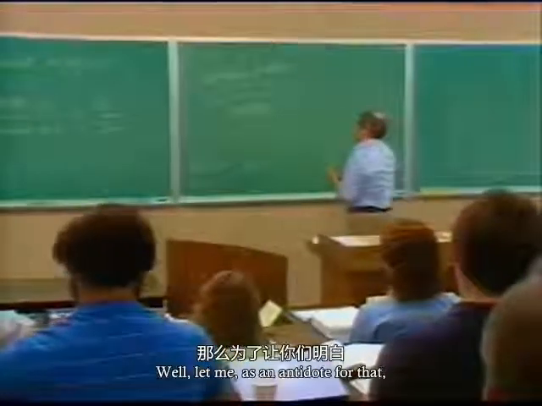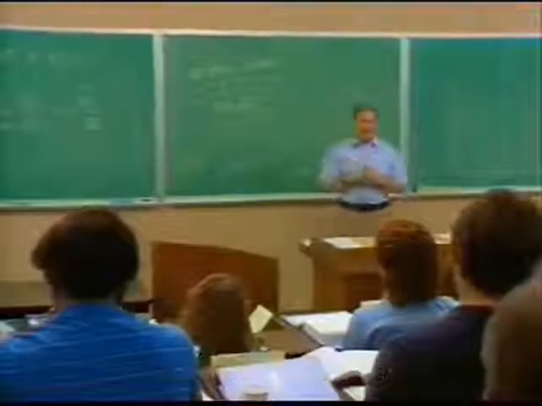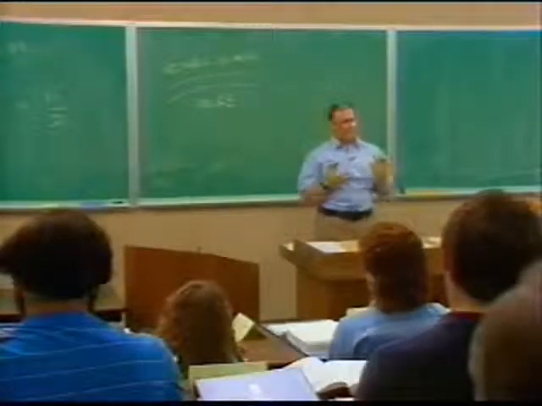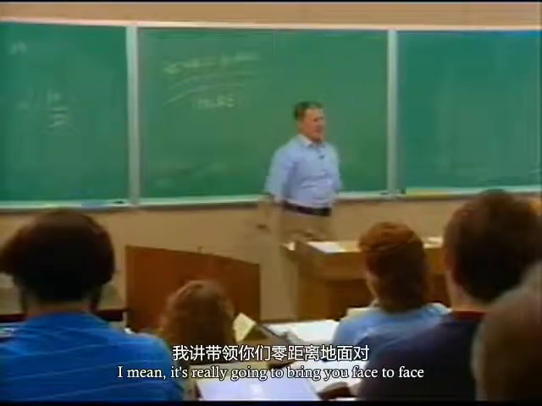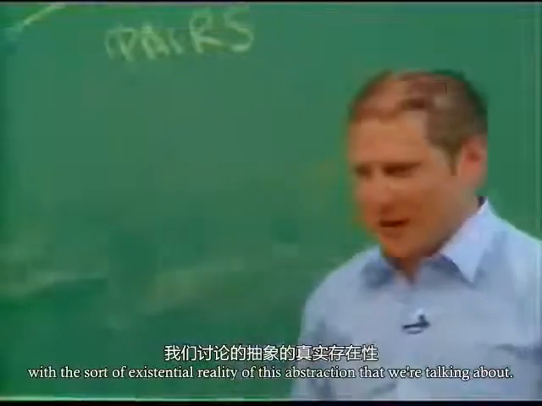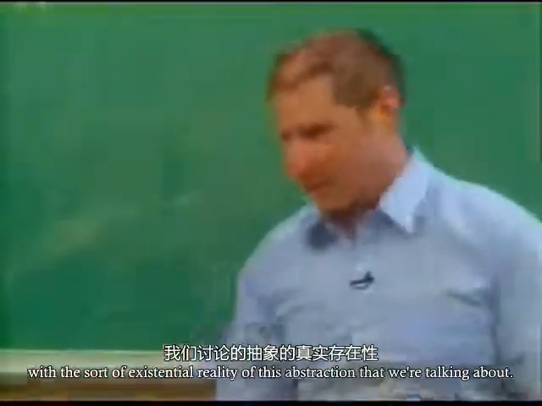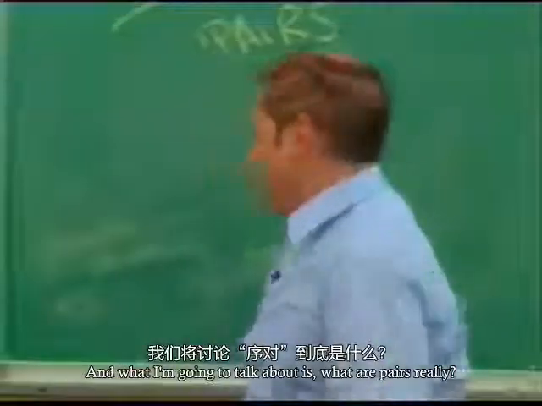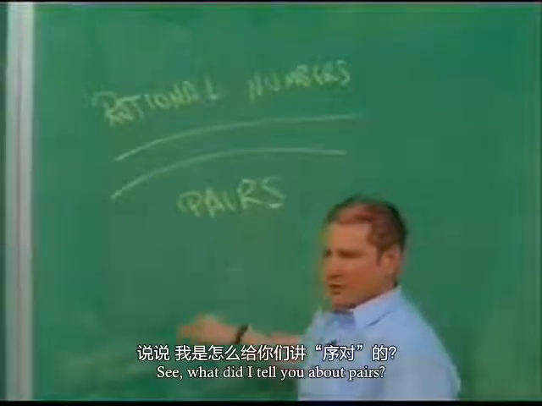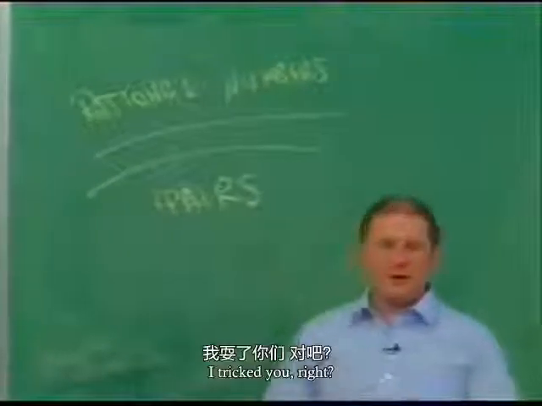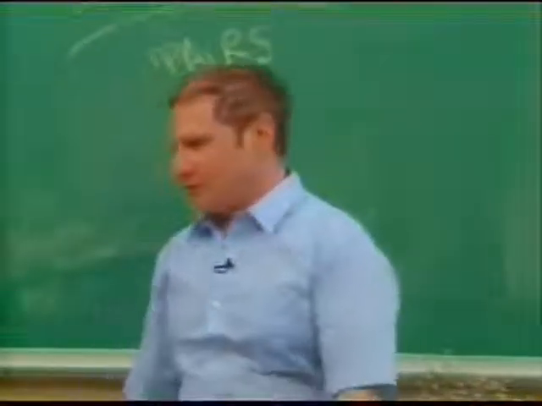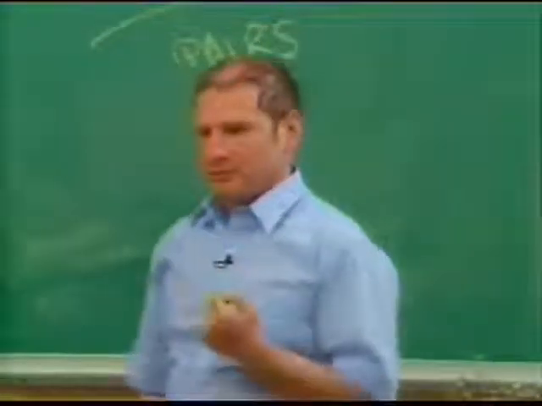Well, as an antidote for that, let me do something that I think is really going to terrify you. And it's really going to bring you face to face with the sort of existential reality of this abstraction that we're talking about. And what I'm going to talk about is what are pairs really? What did I tell you about pairs? I tricked you, right? I said that Lisp has this primitive called cons that builds pairs. But what did I really tell you about them?